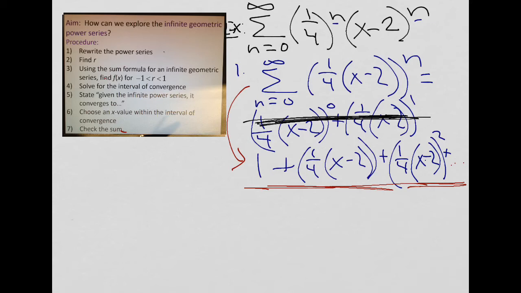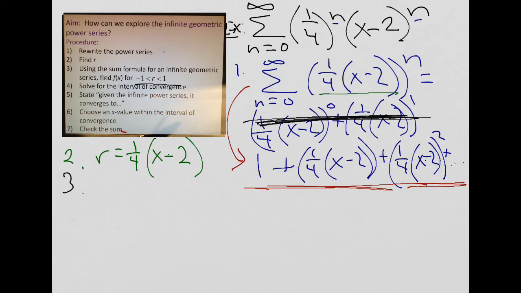Step 2, we want to find r. So in order to find r, we're going to take the expression that we have that's raised to the nth power. That is r. And since we rewrote it, it's already kind of expressed for us. So you're just re-emphasizing it. Step 3, using the sum formula for an infinite geometric series, find f of x for this interval. We're going to go back to that interval.